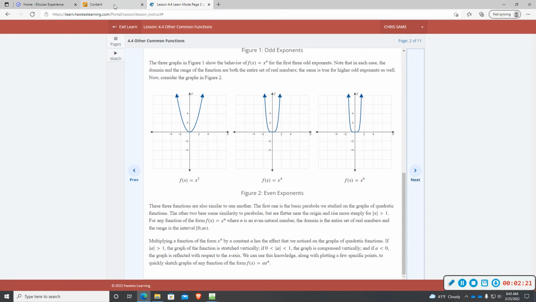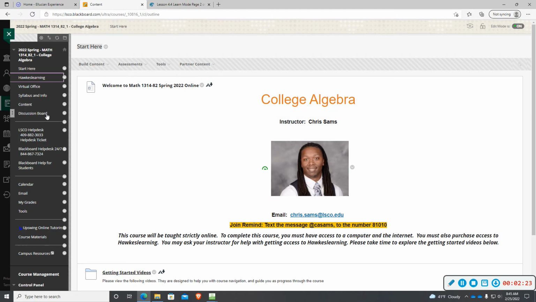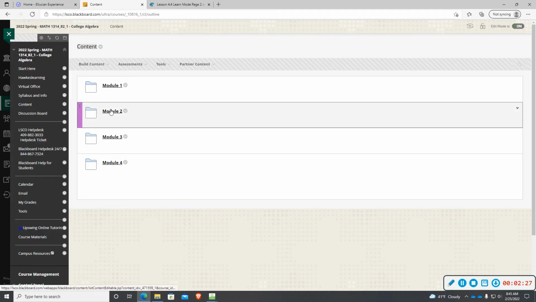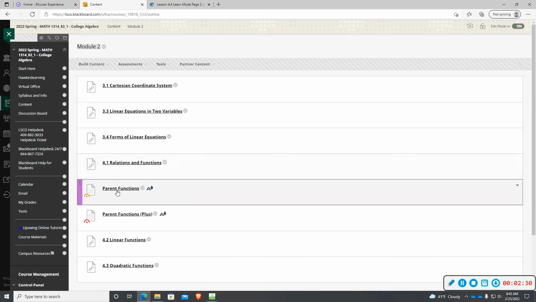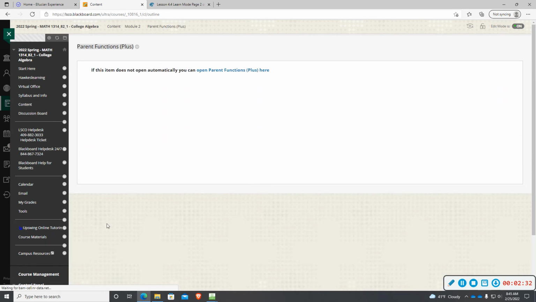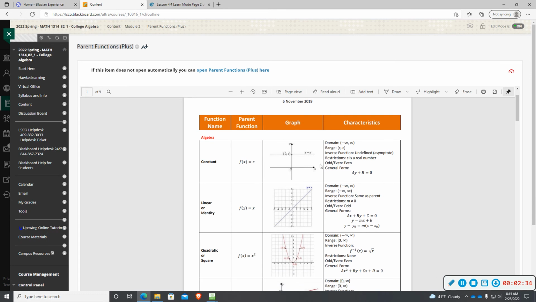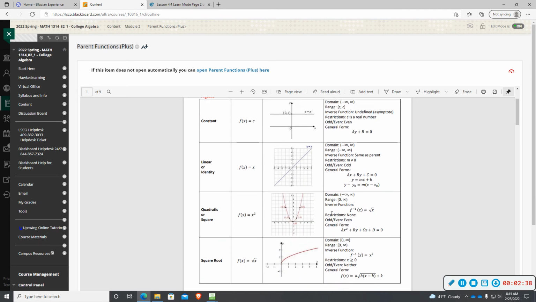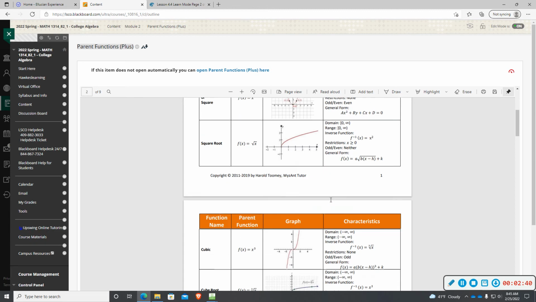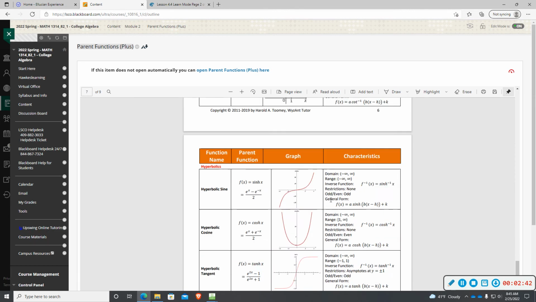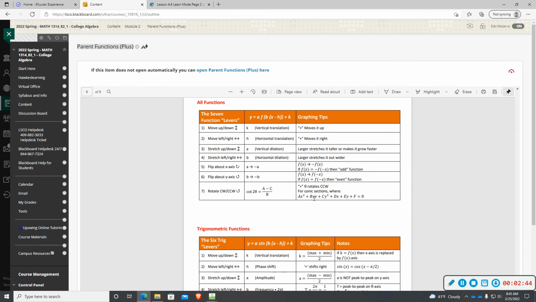And while I'm here, let me also point out in our Blackboard, our content, I believe in Module 2, parent functions. I'm going to go to the parent functions plus. Many of these graphs are here with some additional information regarding domain and range and some properties. However, if you scroll all the way down toward the bottom, this is the last page. This is also telling you about the transformations, but it gives a little bit more.